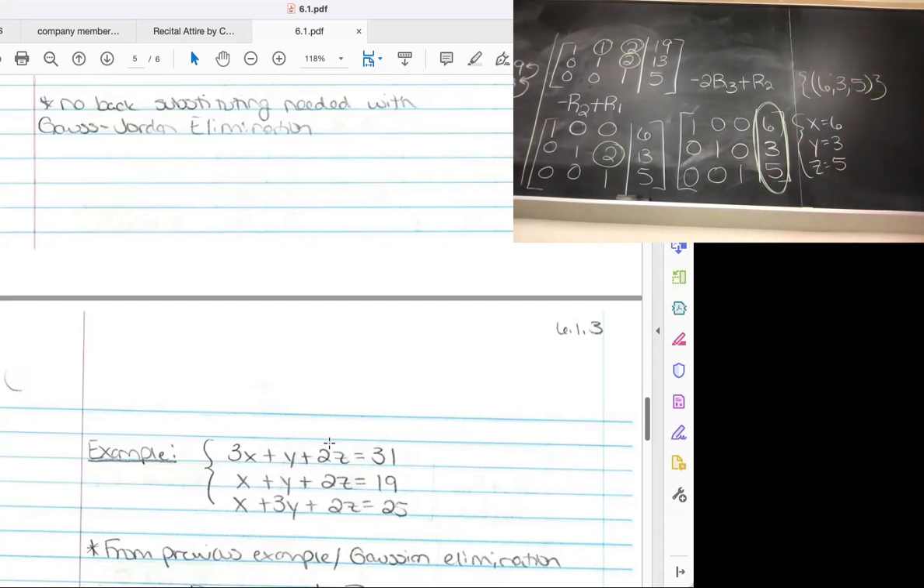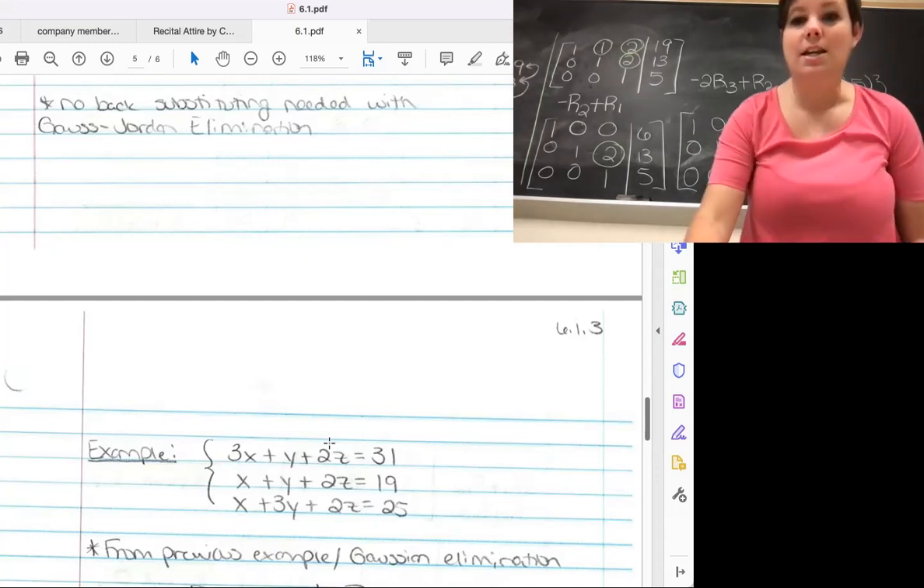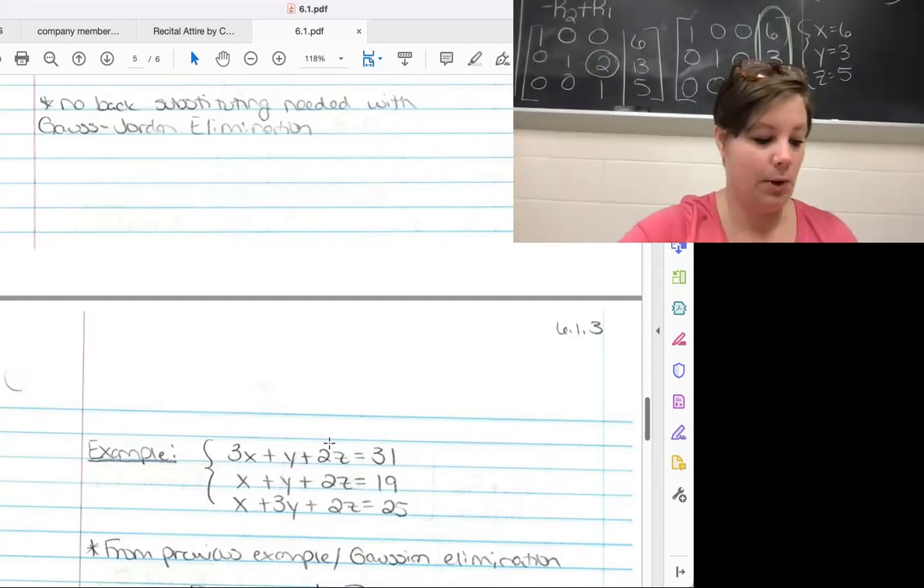So Gauss-Jordan is really, really nice because it goes ahead and completely redoes it for us. It simplifies it all the way to where our answer is right there in our last column. That's pretty awesome, I think. And that is also the end of 6.1.